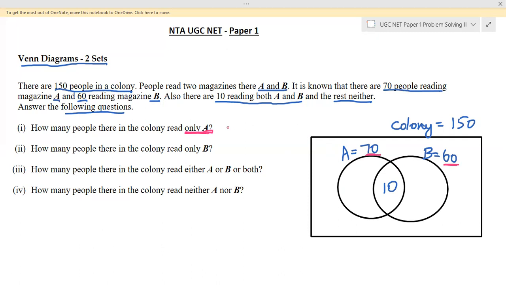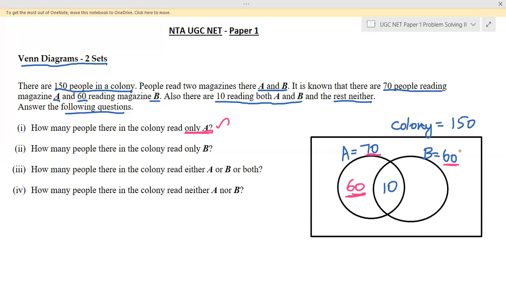So if you come to answer the first question, how many people are reading only A, then what should be done? From this 70, I am going to subtract this 10. Why am I going to subtract this 10? Because these 10 people belong to the set where they read both A and B. So 70 minus 10, I will be getting 60. Those 60 I can place here in this region. So there are 60 people here who are reading only magazine A. So be clear with the question. How many people are reading A? The answer would be 70. But how many people are reading only A? The answer would be 60 only.